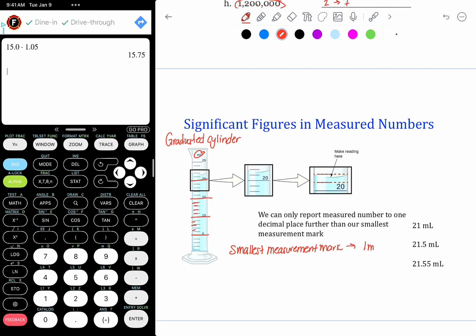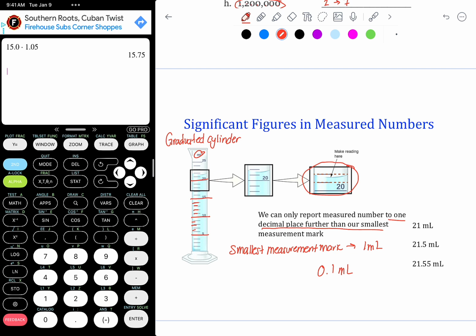is 1 milliliter. And the rule is we can only report measured numbers to 1 decimal place further than our smallest measurement mark. So our uncertain decimal, or the next place that we can go, is 0.1 milliliters. So we have to measure it to the tenths place. Okay, so let's take a look at what we're measuring here for our liquid.